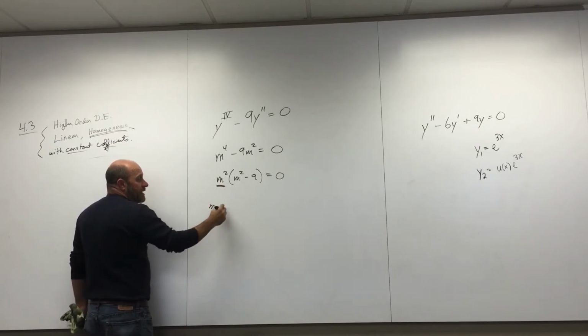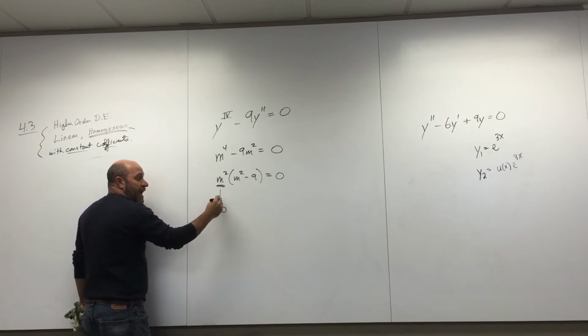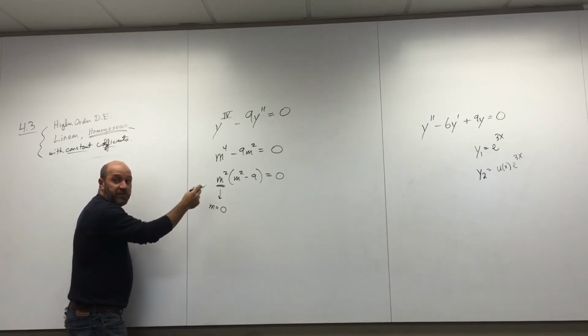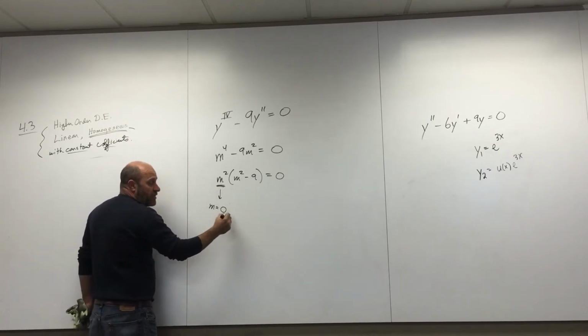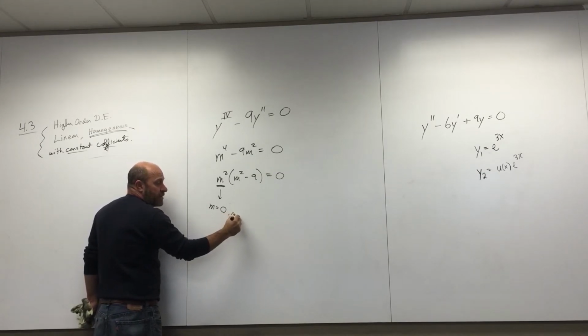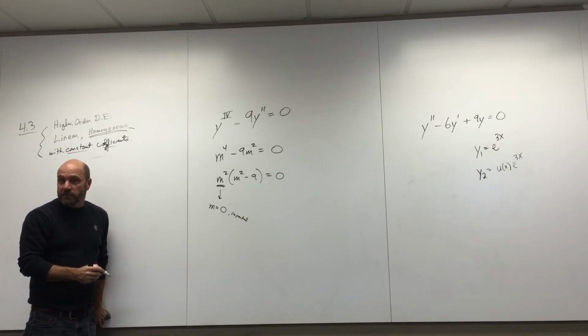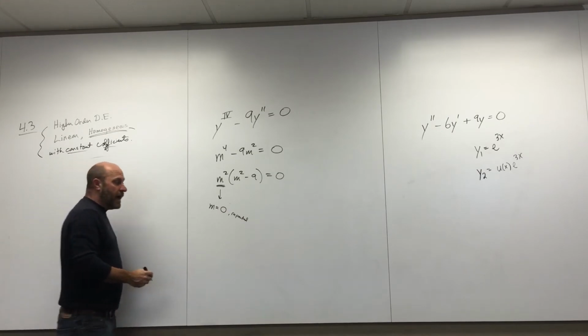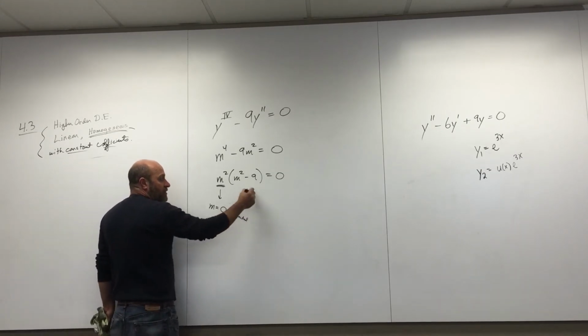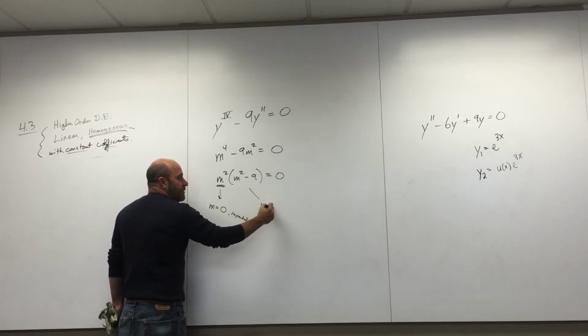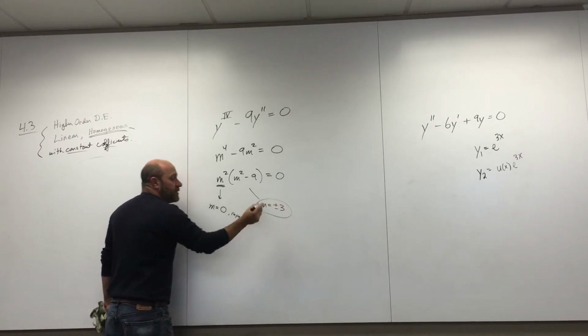Are there two m's that equal 0? Yeah, good job. I get a 0 from this, but it's really 2. This is a repeated 0, or a 0 with a multiplicity of 2. And then what else do I get? Plus and minus 3, you're exactly right.